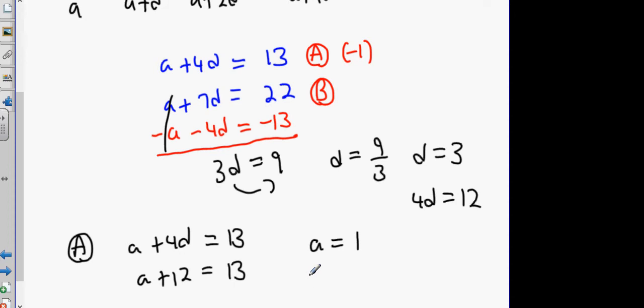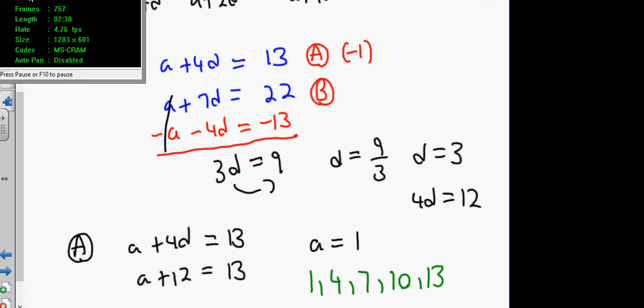Therefore this series starts at the number 1 and it goes with a gap of 3 every time. So this is your series here. And that is question 2 completed.